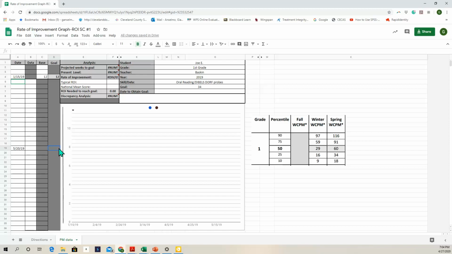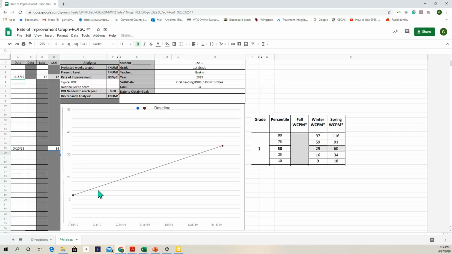Now, if you've been paying attention, if you look over here in this grid again, which is first grade reading fluency norms, we see here's the 25th percentile, and there is the score at the end of the year. So we were shooting for 34. So we can go ahead and input that. And then what should happen on the graph is your aim line should get drawn. There's our aim line based on our goal.